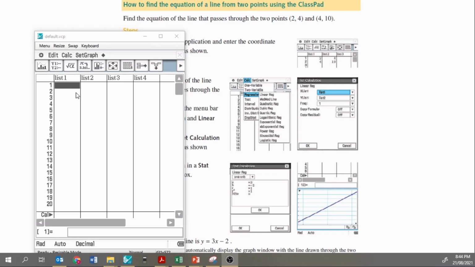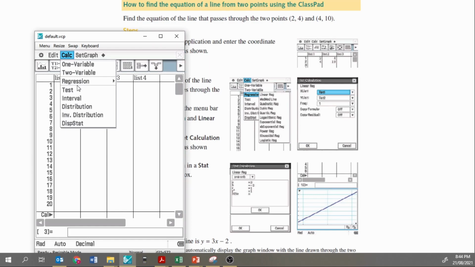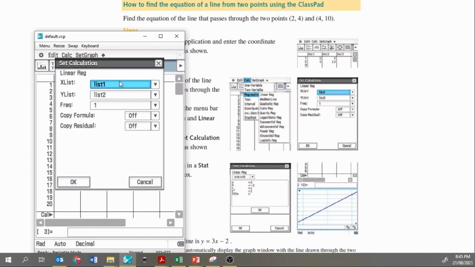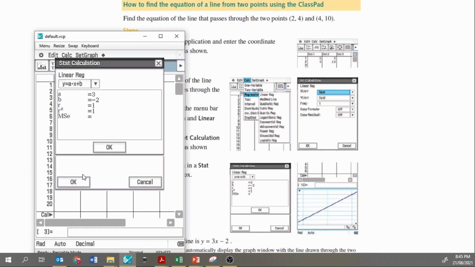So I'm going to use list 1 as my x coordinate. So that'll be 2 for the first one and 4 for the y coordinate. And the next one will be 4, 10. Alright, once you're there, we're going to start making a graph. So if you remember back from statistics, we've got to go to calc, regression, linear reg, and make sure it looks like that. It should look like that by default, and then press OK.